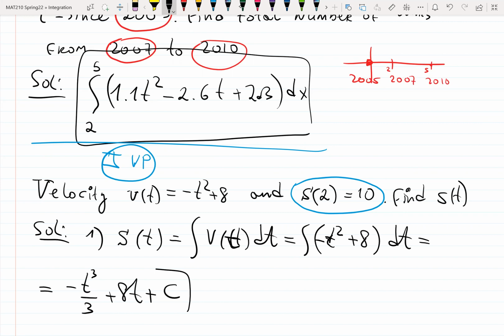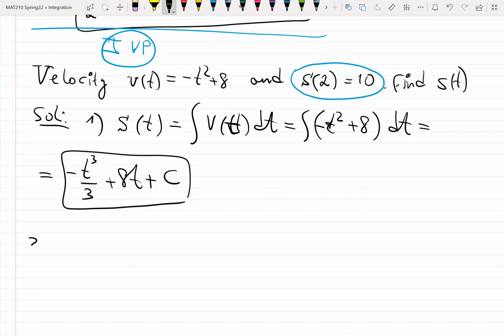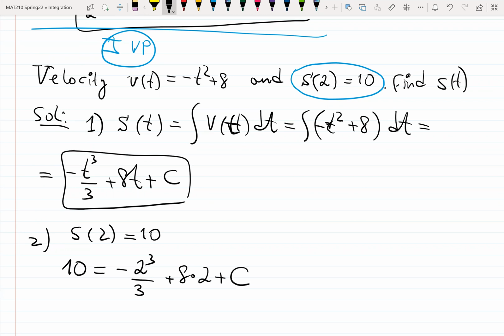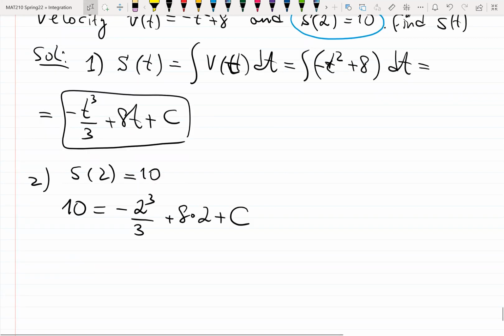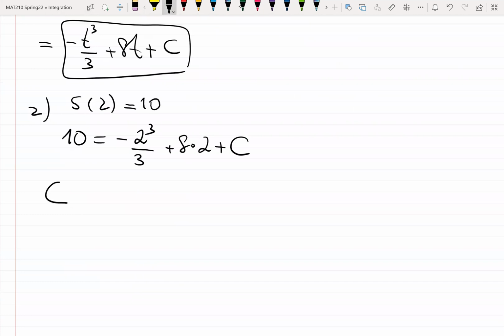This gives you a family of solutions, but we don't need a family of solutions. We want one specific solution. So we're going to use this information. At 2, it should be 10. That means 10 equals minus 2 cubed over 3 plus 8 times 2 plus c. Solve for c, and give the answer with the exact c, because it's an exact solution.